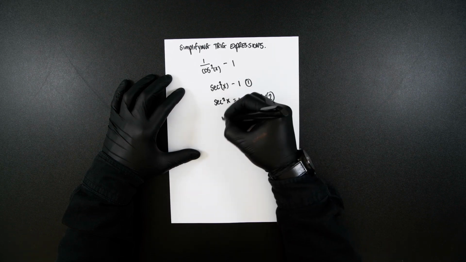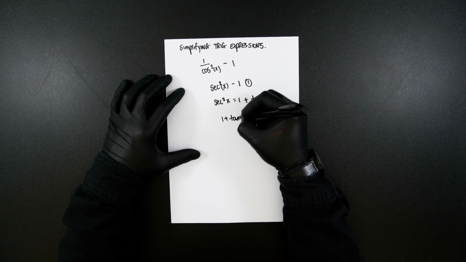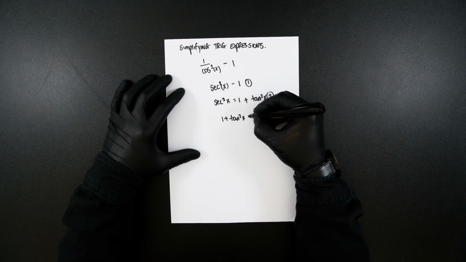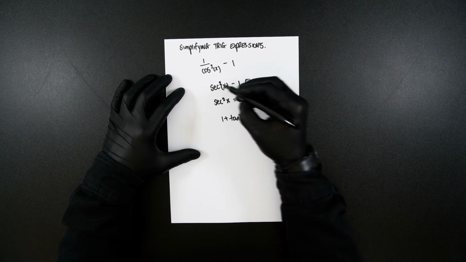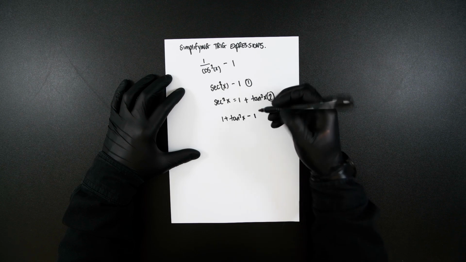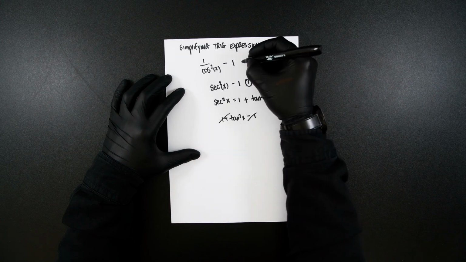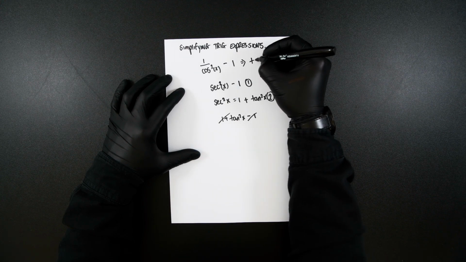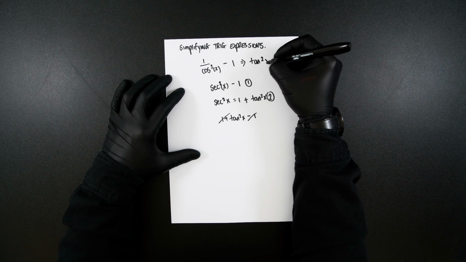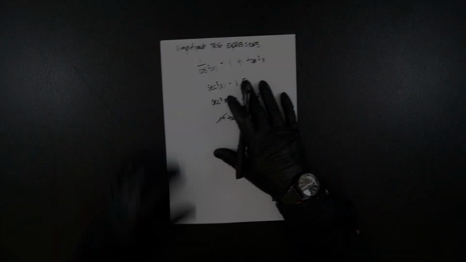So you're going to now get 1 plus tan squared x minus 1. So we've replaced this with this. And then obviously 1 minus 1 cancels out. So now therefore this would be tan squared x.